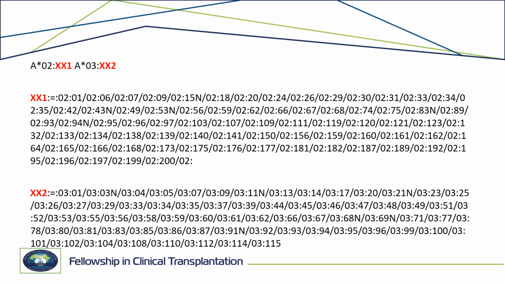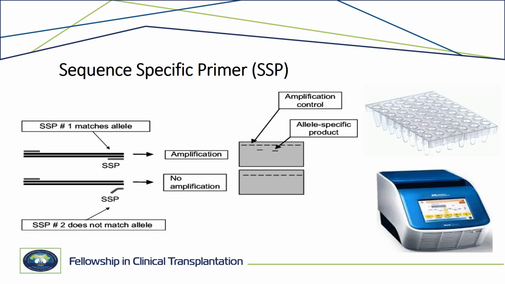And if you look at the XX2, this means that this is 0301, 0303 null, or 0304, or 0305, and so on. Which means that the Luminex is only able to tell you the antigen level of resolution, but cannot tell you the higher resolution typing. And therefore, you need a different method to identify your high resolution typing.